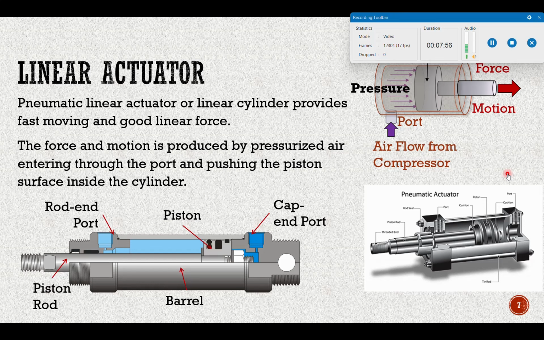In many cases, this is even more reliable than electric. If we are not looking into timely precise motion, a pneumatic linear actuator is a very good option. The force and motion is produced by pressurized air entering through the port and pushing the piston surface inside the cylinder.